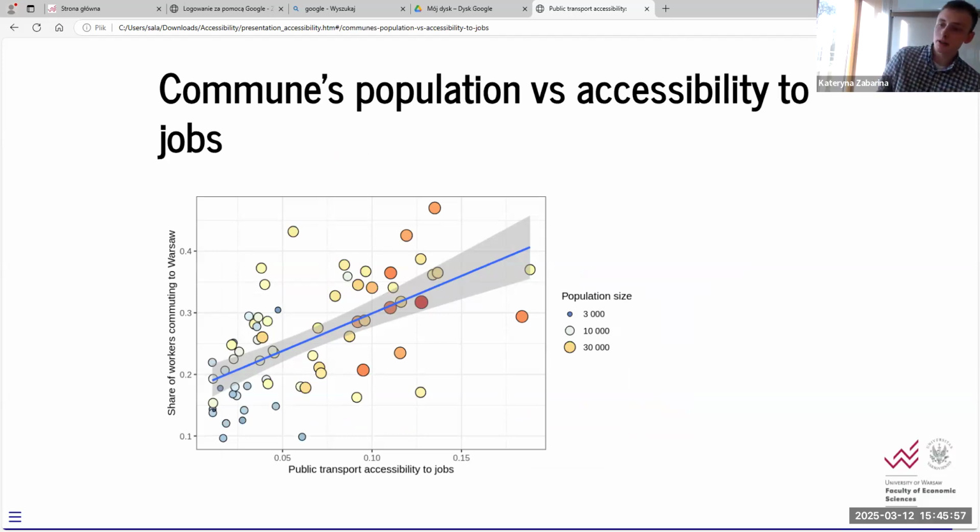Yes, and to take a look at this pattern, we have a scatter plot here: share of workers commuting to Warsaw and public transport accessibility to jobs. It shows that Warsaw is the main provider of employment to the surrounding communities, and it boosts the accessibility to jobs. And also we can see from the population size that more populated communities generally have higher accessibility scores.